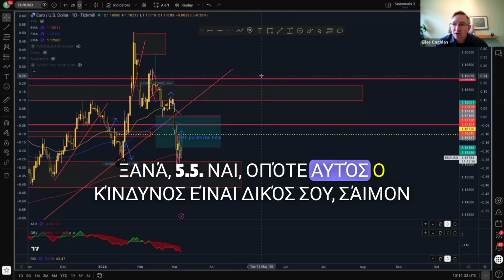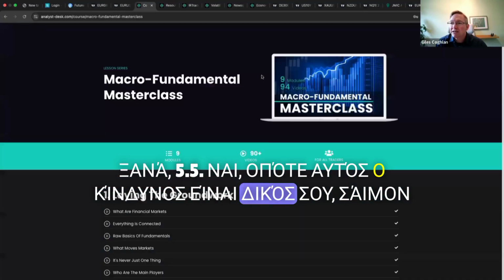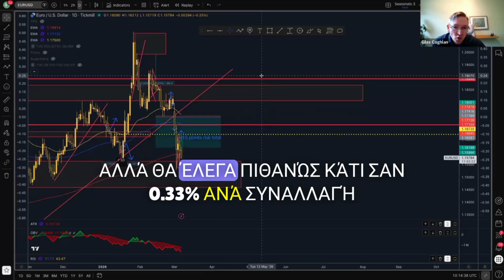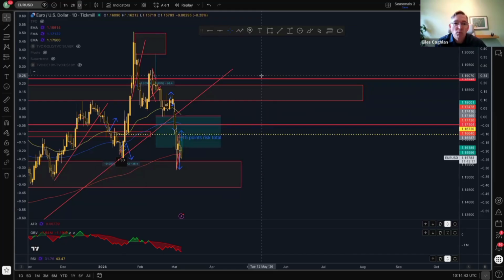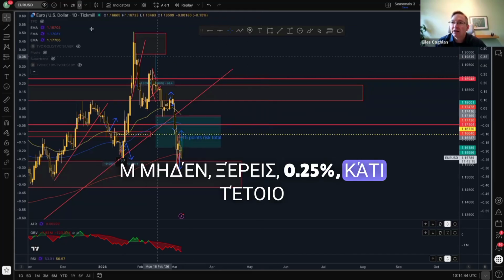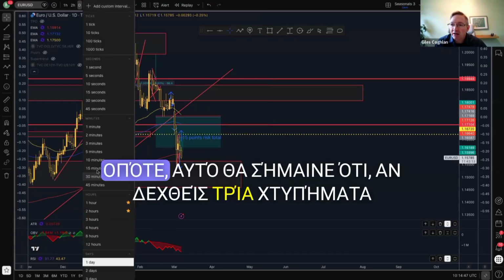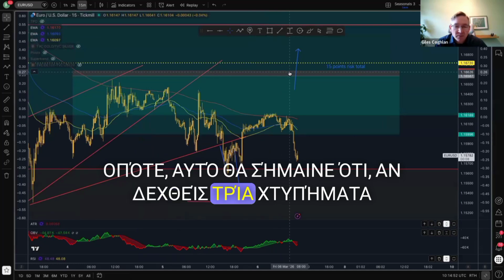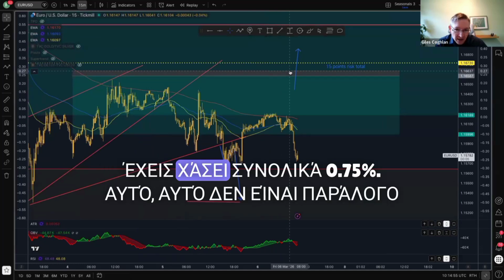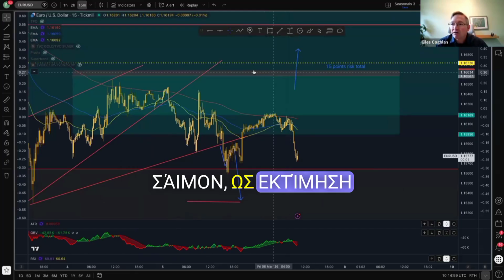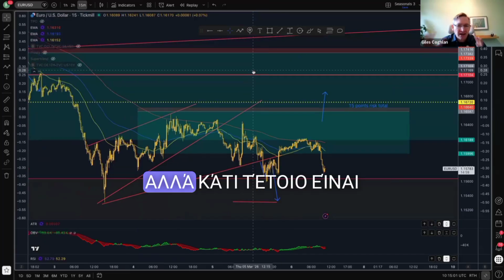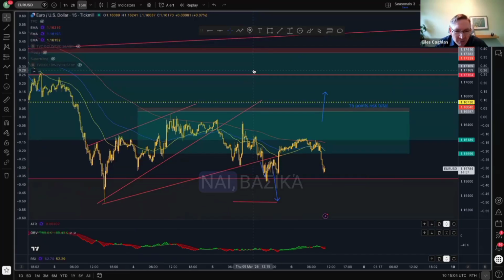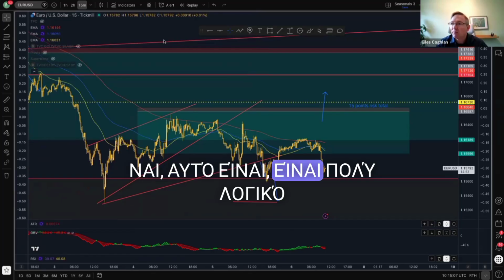So that risk is up to you, Simon, but I would say probably something like 0.33% per trade, or 0.25%, something like that. So that would mean that say you get hit 3 times, you've lost 0.75% in total. That's not unreasonable, Simon. As a ballpark, obviously find your own risk parameters, but something like that is what I'd be using. Yeah, that's very reasonable.